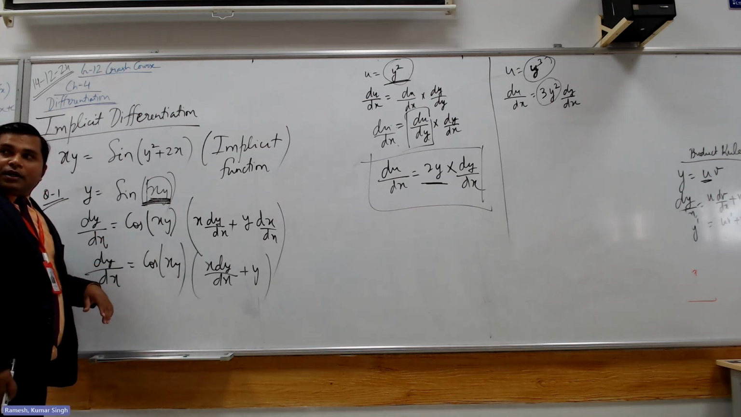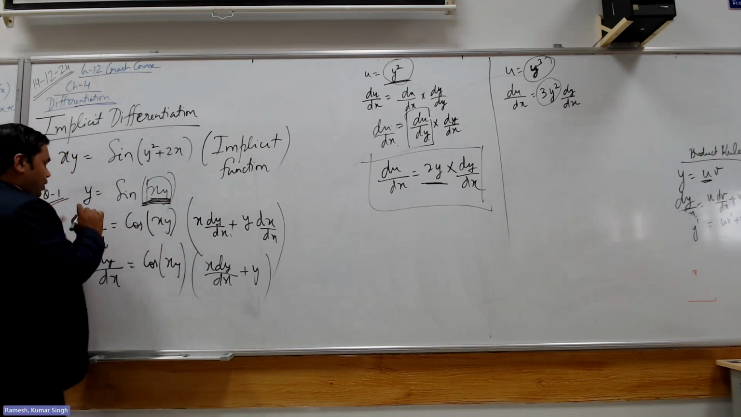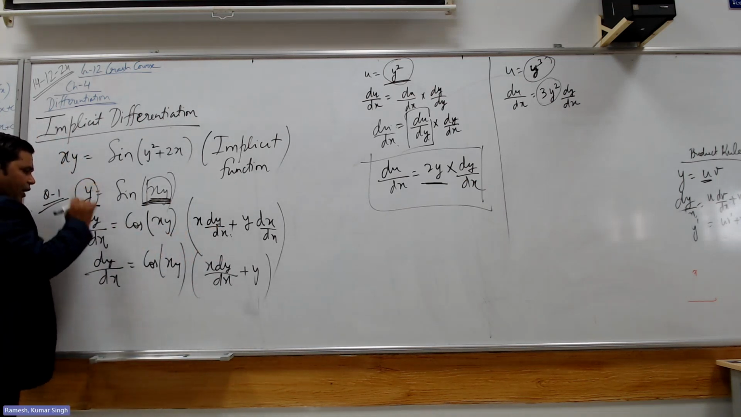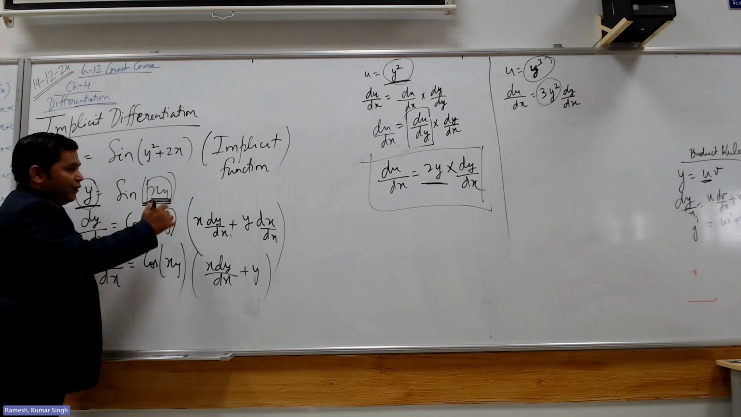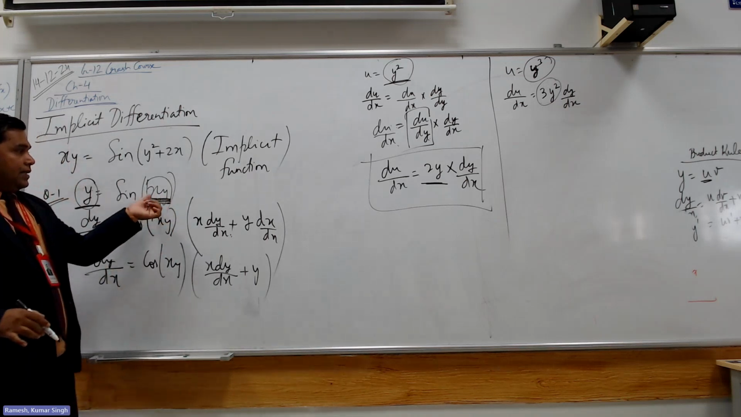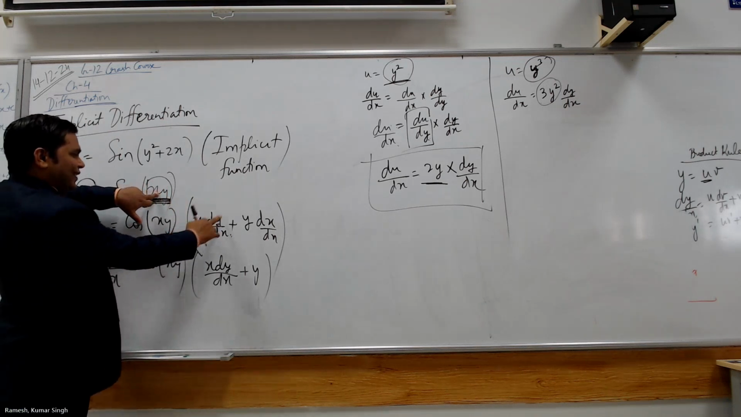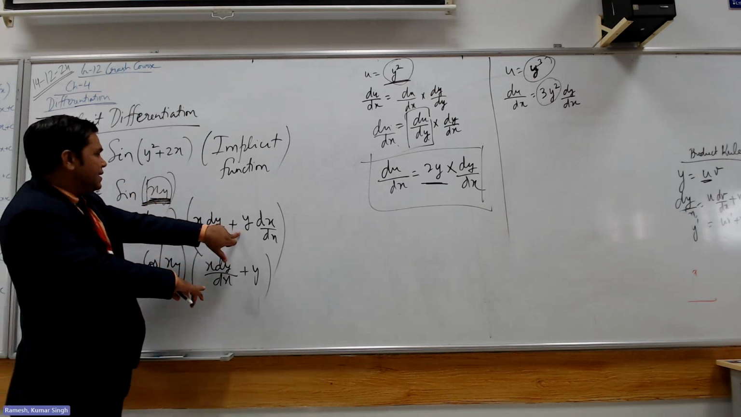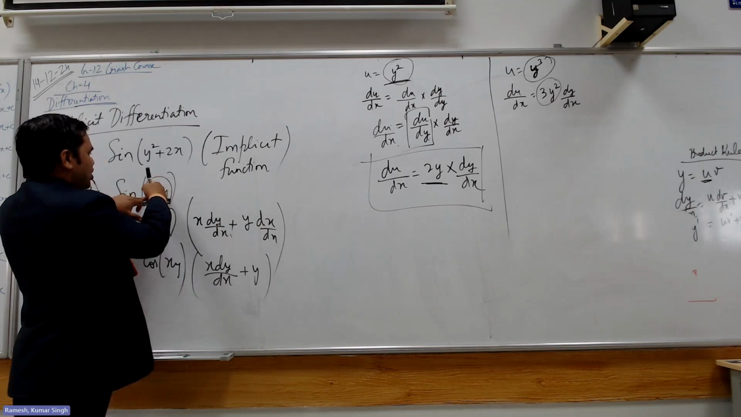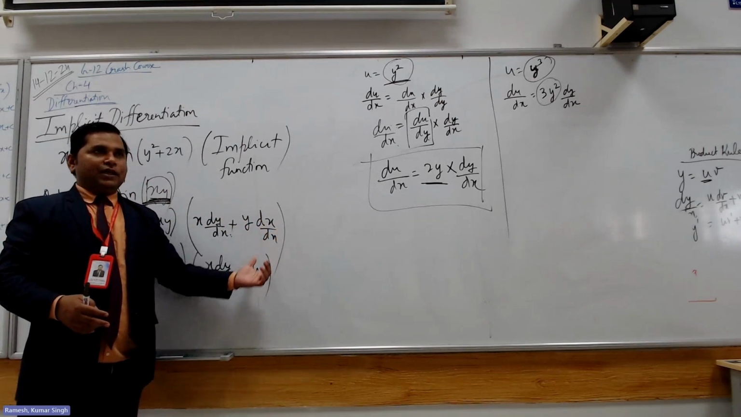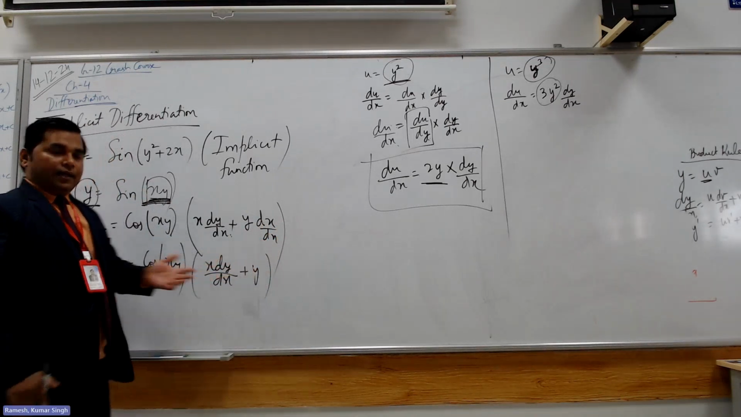Not clear? Ask. Which one is not clear? Is this step clear? Okay. So we are differentiating y, so we get dy over dx. Differentiation of sine is cos xy. And we have to differentiate xy. This is a product, so use the product rule: u v dash plus v u dash. Differentiation of x is 1, so dx over dx is 1. Am I making sense?